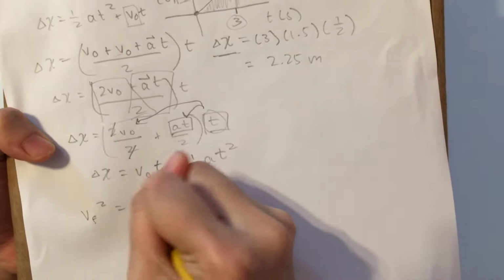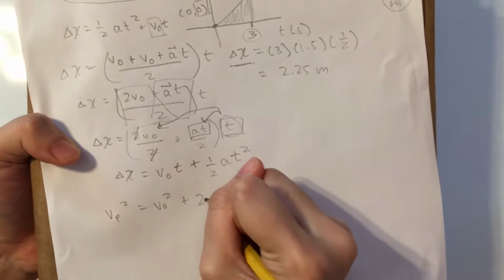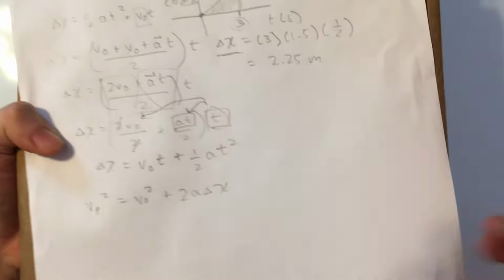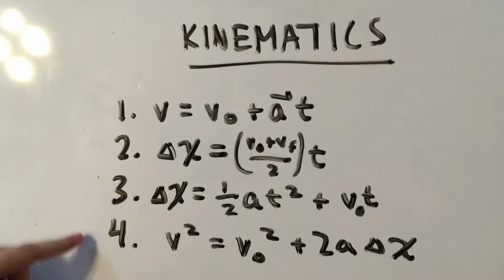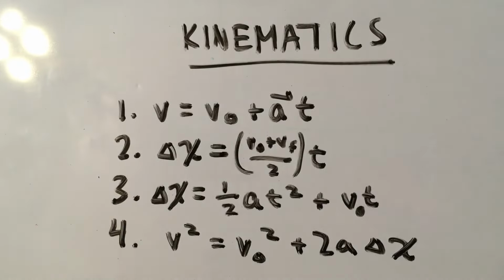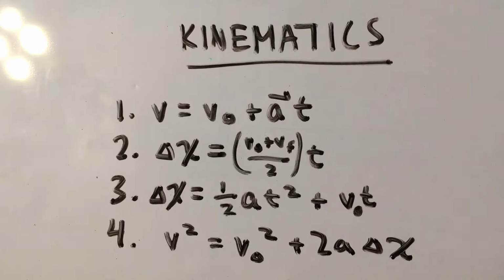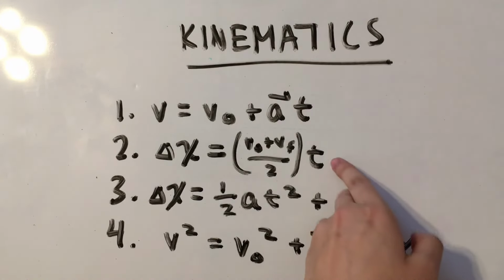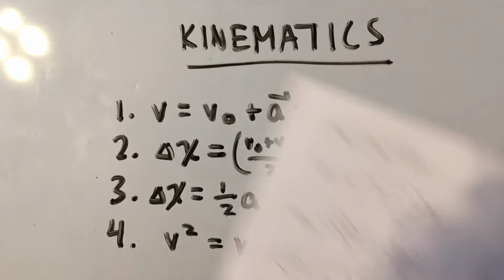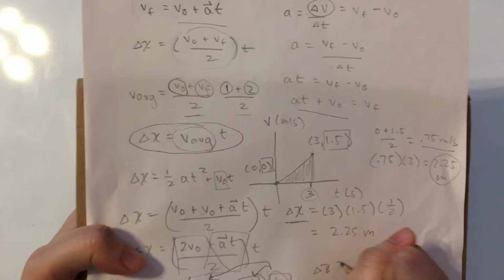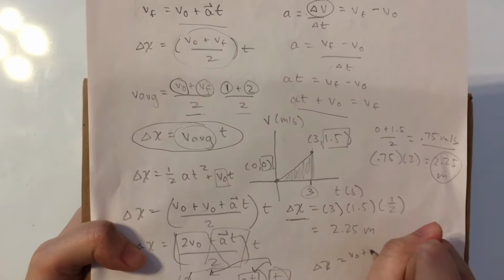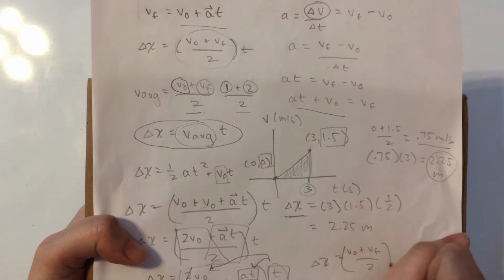So let me just rewrite all of that: 2a delta x. And we're going to use these two equations again to get this fourth one. And in this fourth one, I don't see a time variable here, so we'll have to eliminate time. So let's solve for time using the second equation then. And the second equation is delta x equals (v sub 0 plus v sub f) over 2 times time.